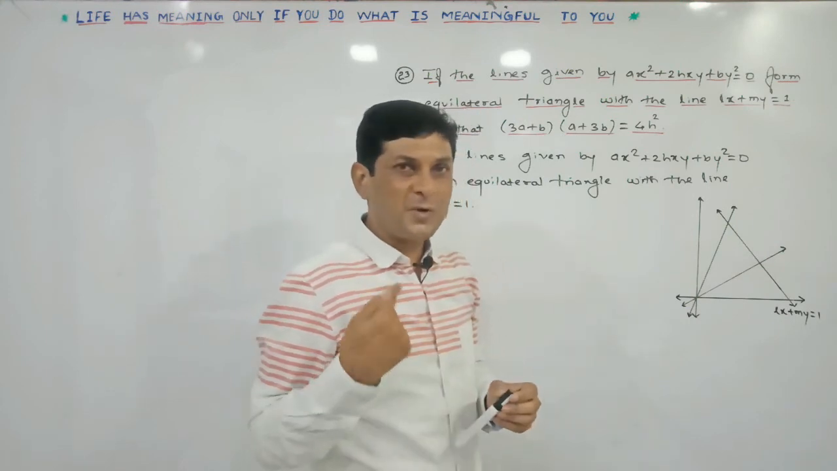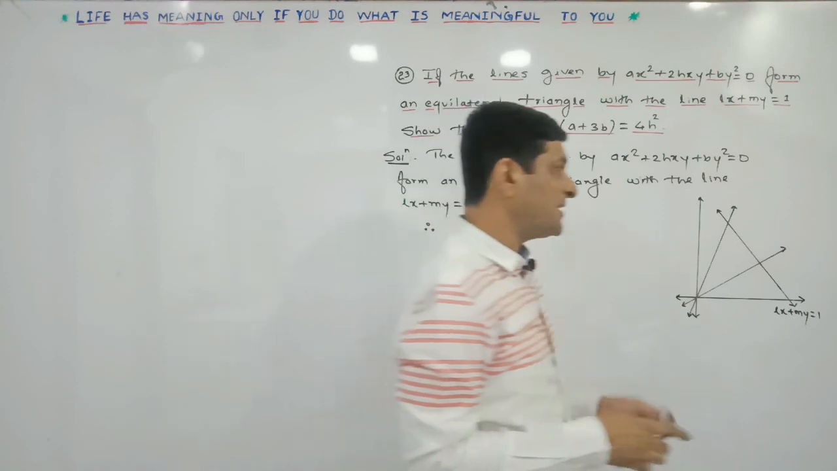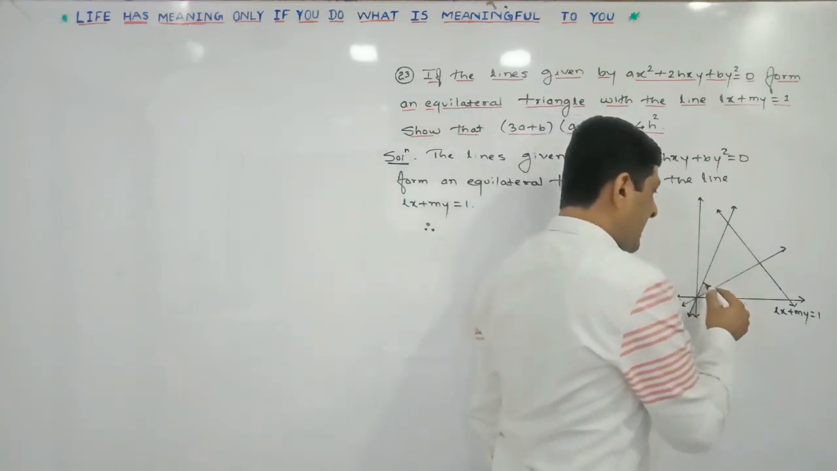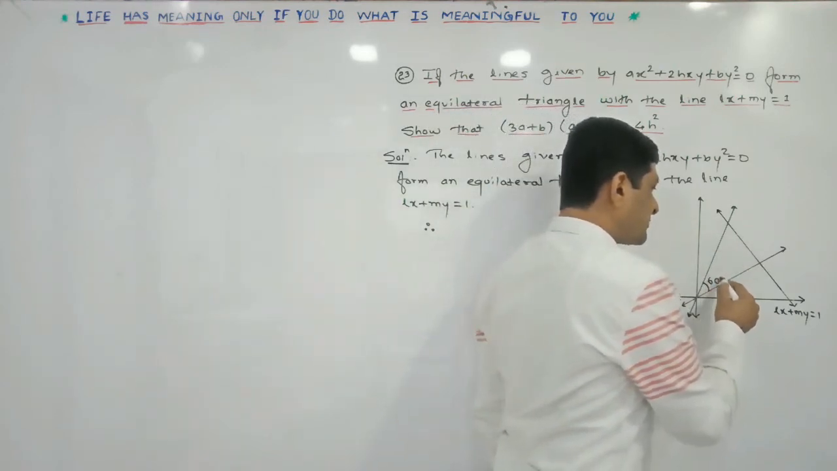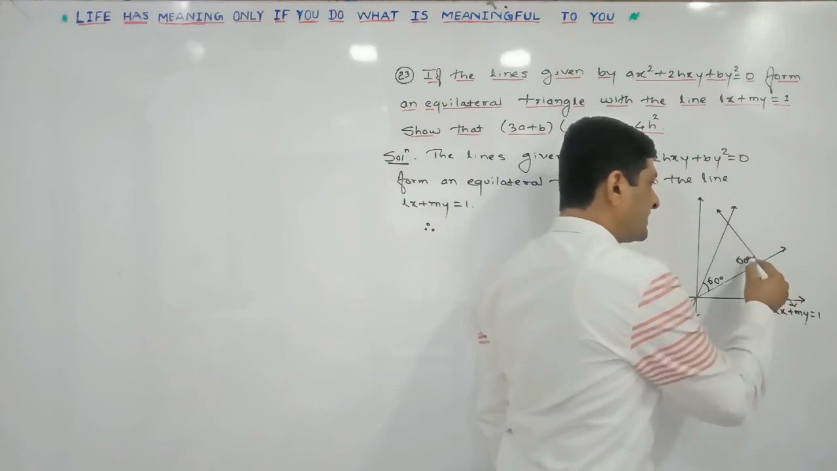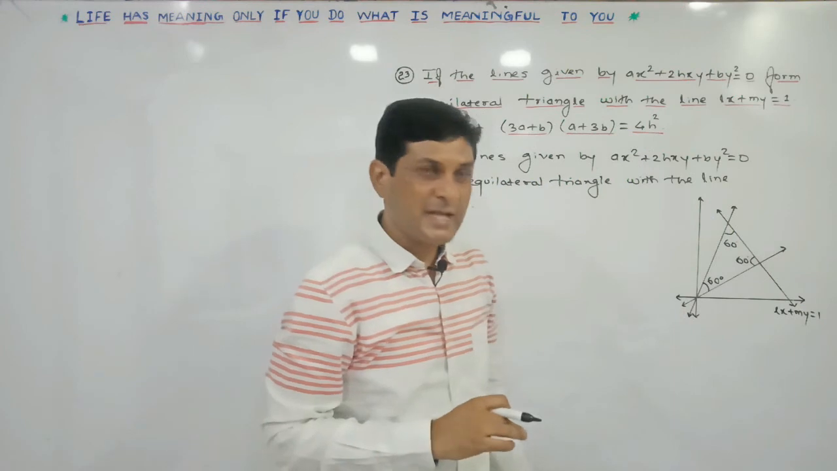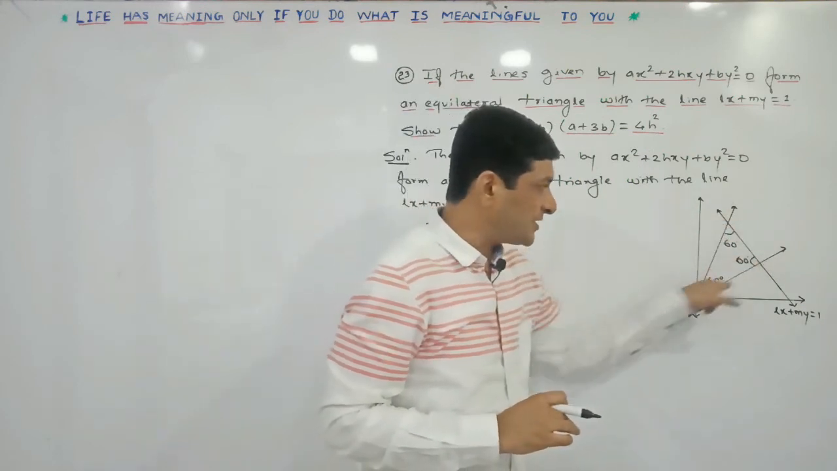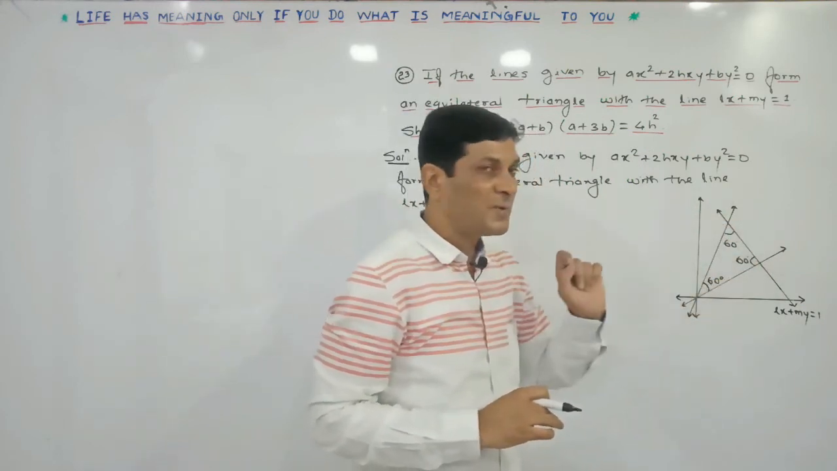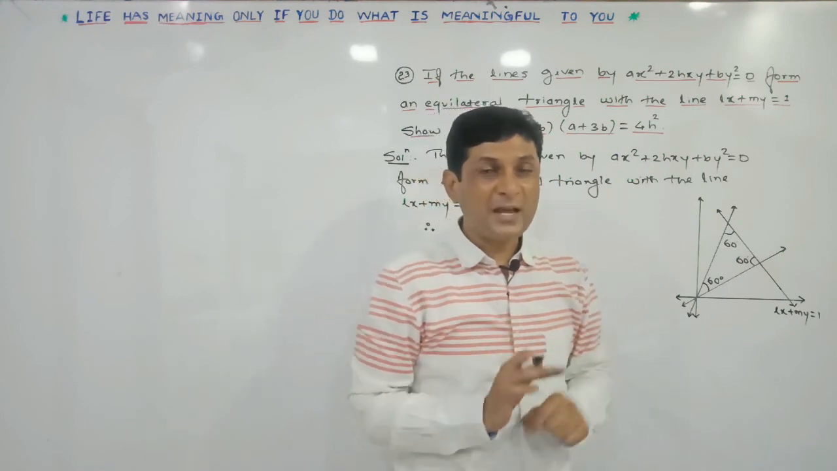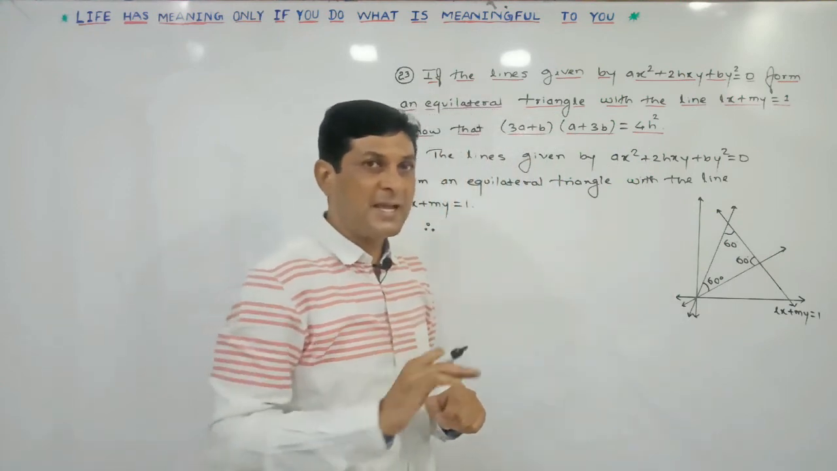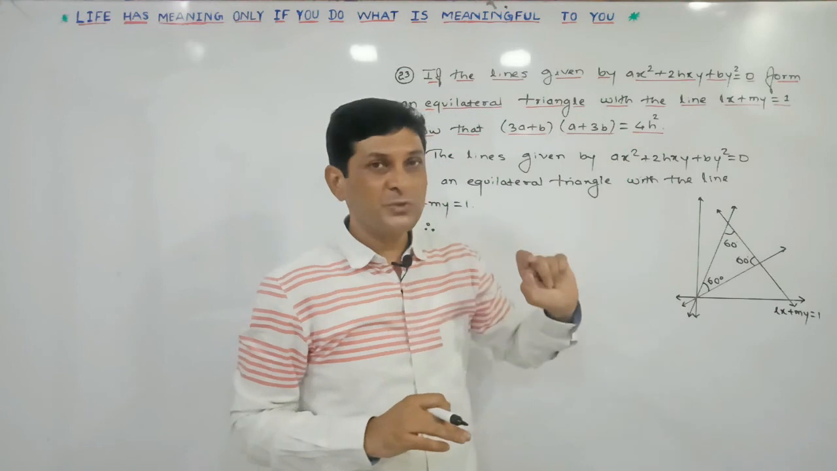Since these three lines form an equilateral triangle, we can say that each angle of this triangle is 60 degrees. So each angle is of what? 60 degrees, since the triangle is an equilateral triangle. Means here we can observe that the angle between these two lines passing through the origin is also what? 60 degrees. Means this is the angle between the lines represented by this homogeneous equation.